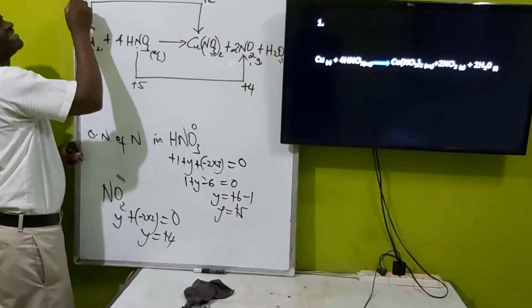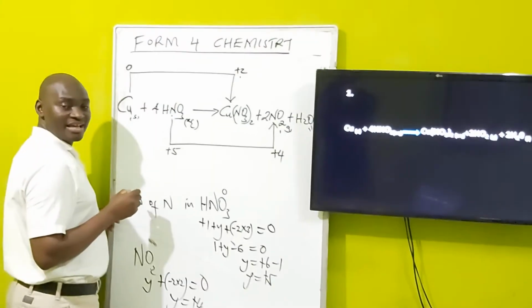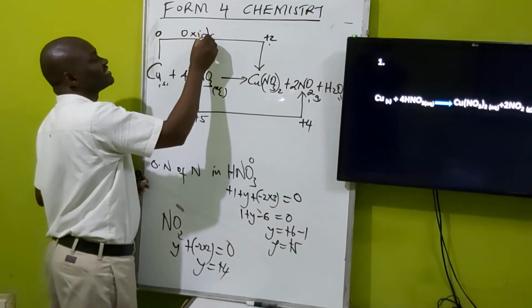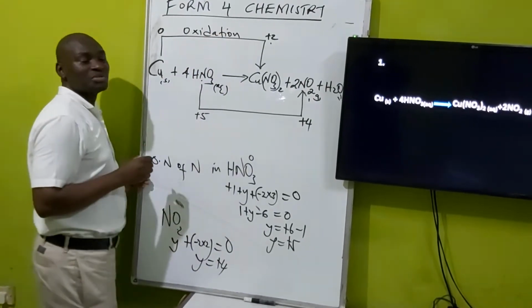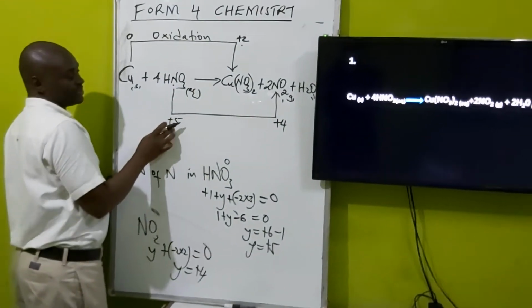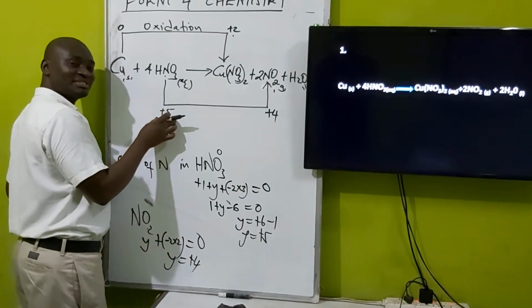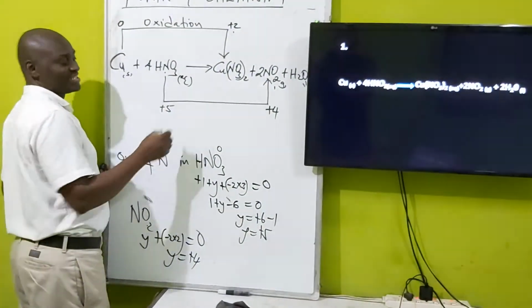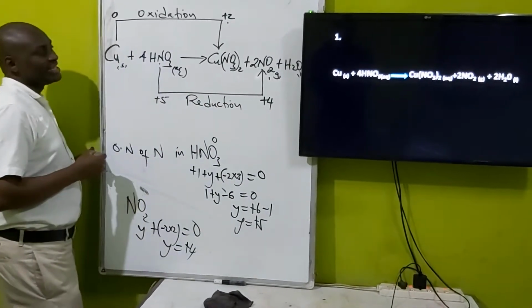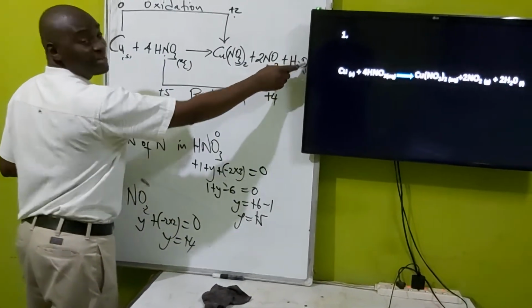Alright, so from 0 to positive 2 is an increase. An increase in oxidation number is called the oxidation process. So we have shown that copper is being oxidized to copper 2. Positive 5 to positive 4 is a decrease. A decrease in oxidation number is what? Reduction. Therefore, we can say that nitric 5 acid is reduced to nitrogen 4 oxide and water.